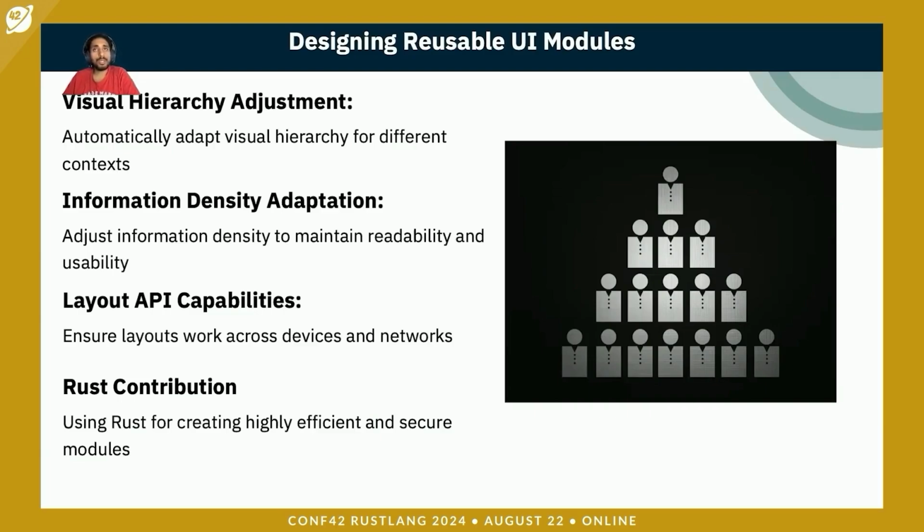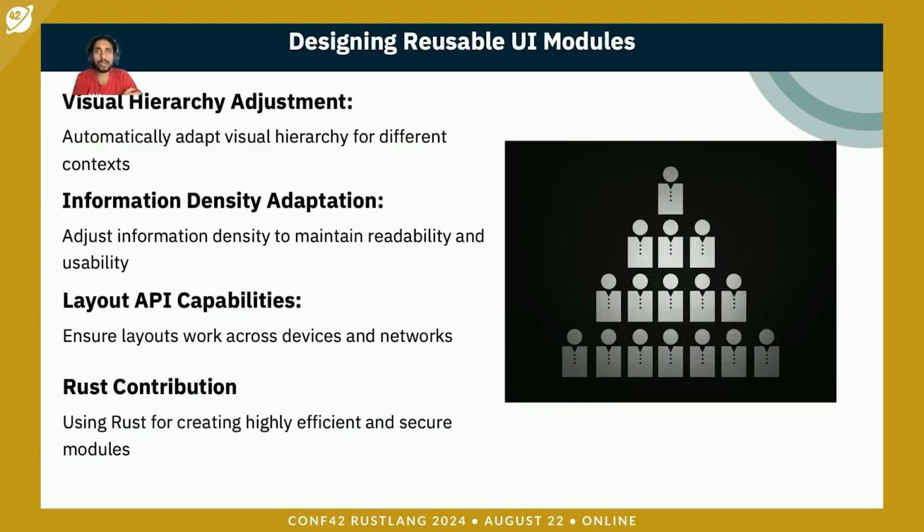Layout API capabilities. Ensuring that your layouts are flexible and work across devices and networks is crucial. This is where modern CSS techniques like CSS Grid and Flexbox come into play, allowing for complex layouts that adapt fluidly to different screen sizes. Rust's contribution here is significant.